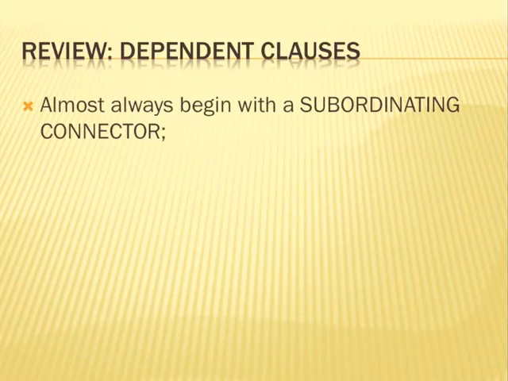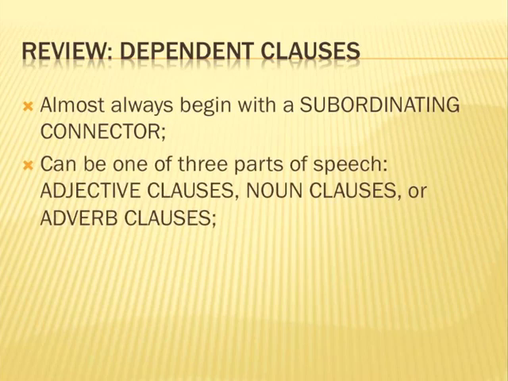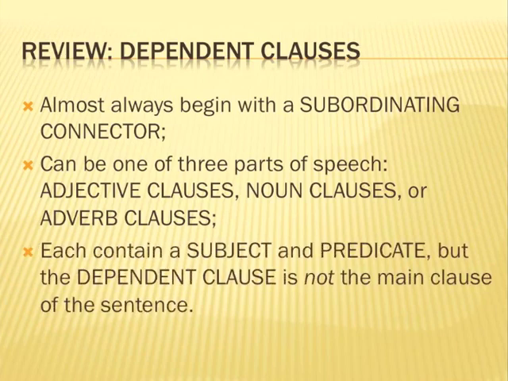So some things to remember. Dependent clauses almost always begin with those subordinating connectors, the ones that we saw demonstrated in this video. We also saw that dependent clauses can be one of three parts of speech: adjective clauses, noun clauses, or adverb clauses. Each of these clauses contain a subject and predicate idea, but remember, the dependent clause is not the main clause of the sentence, so these would not be the main subject or predicate. In fact, many textbooks refer to them as the dependent subject and dependent predicate.